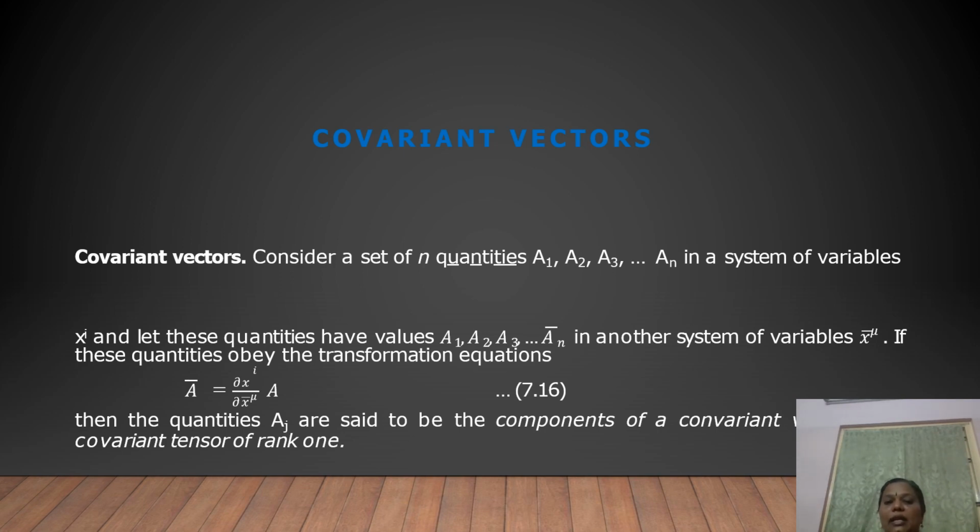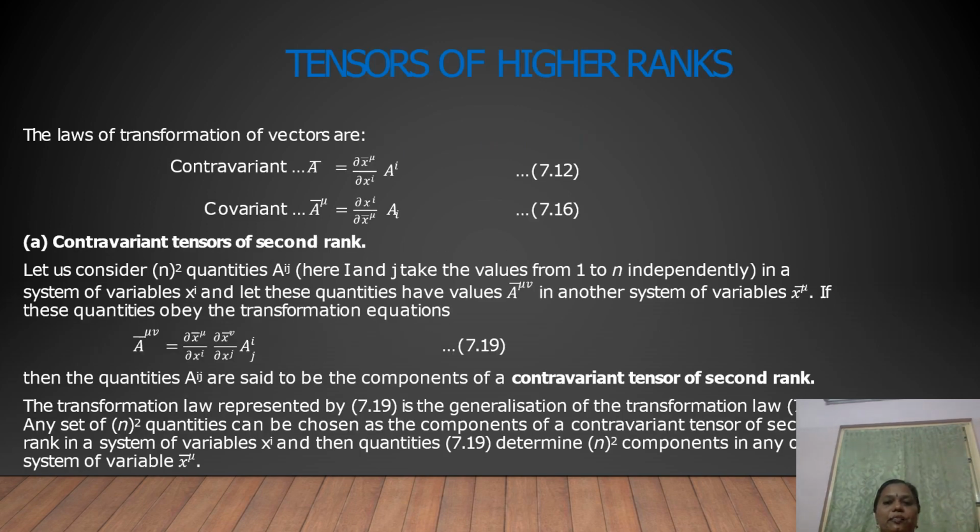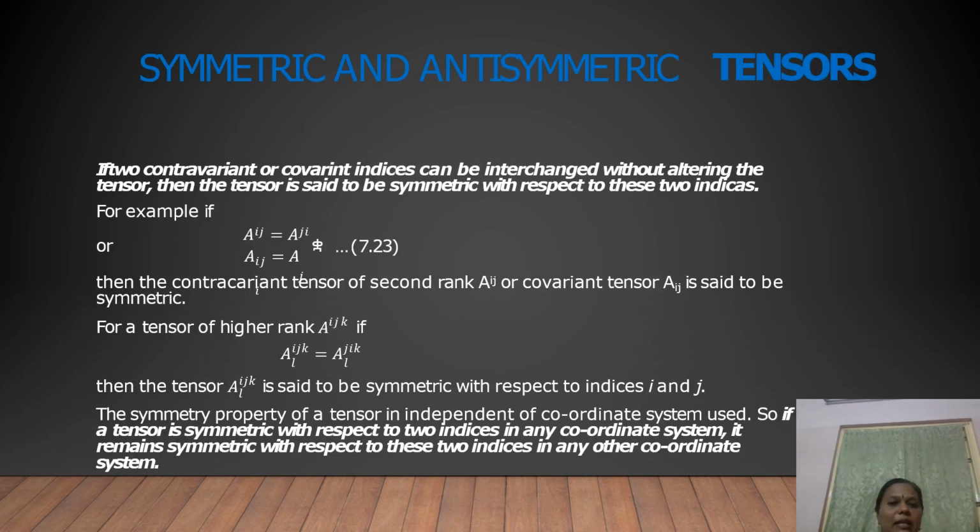So contravariant and covariant vectors will help us to transform the equations from one system to the other system. Not only with one rank, it can be extended to higher ranks, starting from 2 variables, 3 variables up to n variables.